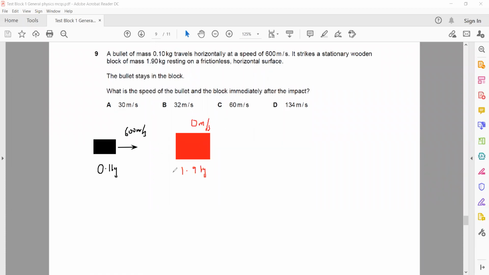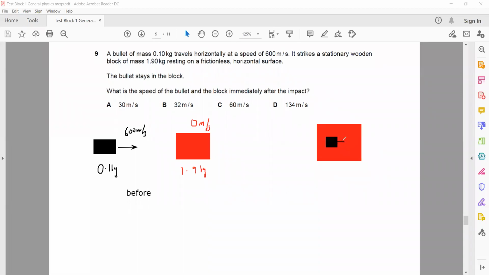That's given in the question. This is before collision. And once they collide with each other, after collision, they mention the bullet stays in the block. So if the bullet stays in the block, it means both will move together, or both have the same speed.